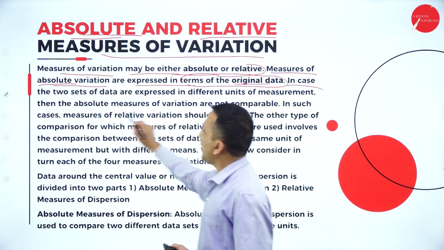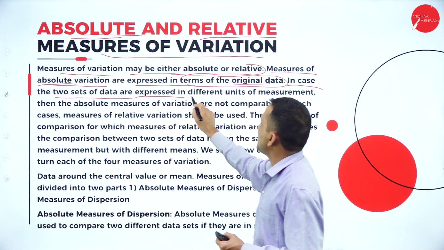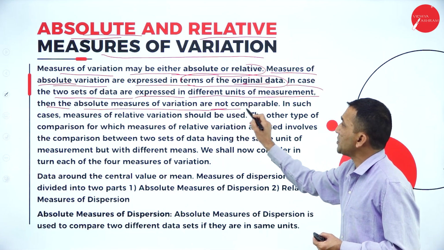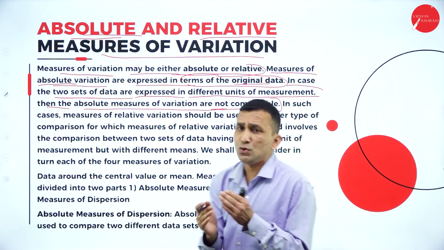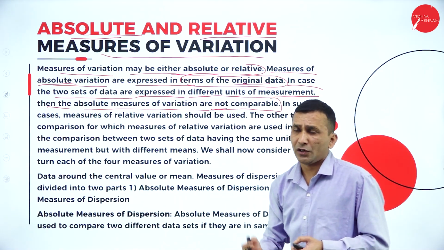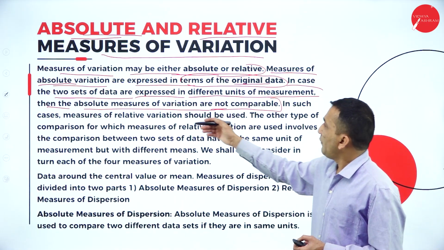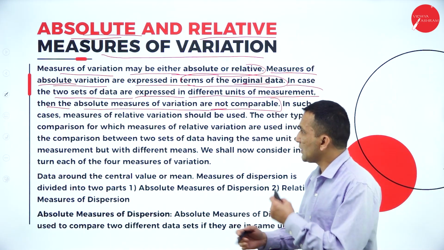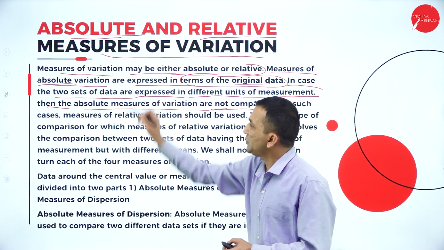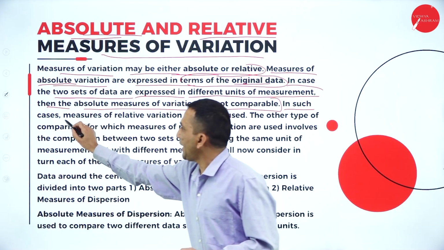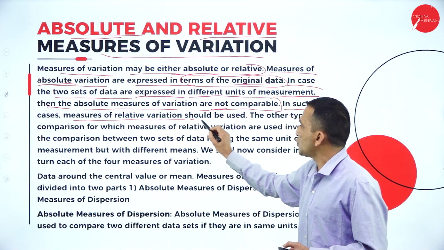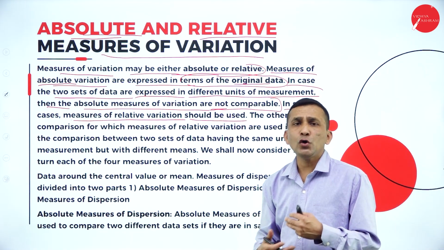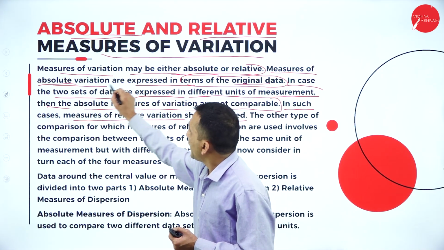So in case two sets of data are expressed in different units of measurement, then the absolute measures of variation are not comparable, because two sets of data are given. In the previous slide you saw there are 5 sets of data given. So when there is a comparison, we are not able to apply absolute variation. So that's why we go for the relative measures. In such a case, the measure of relative variation should be used.